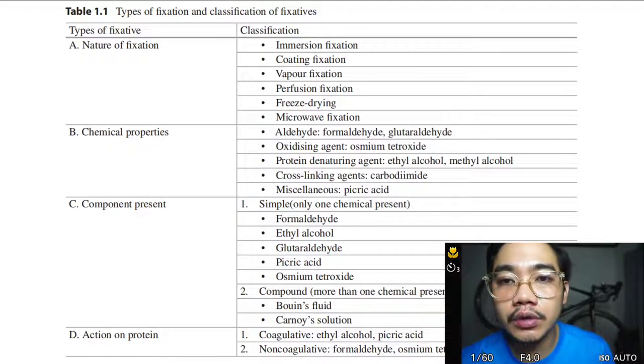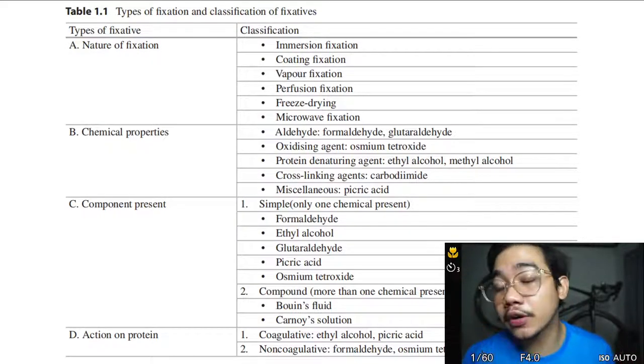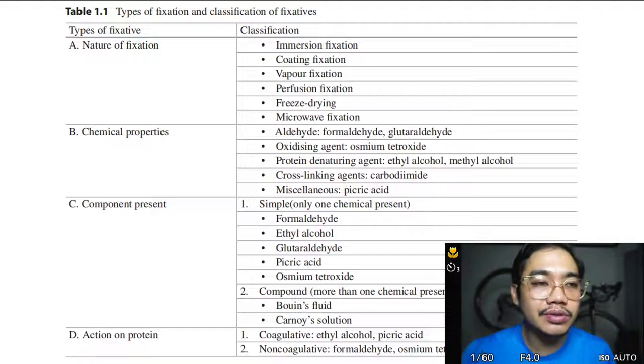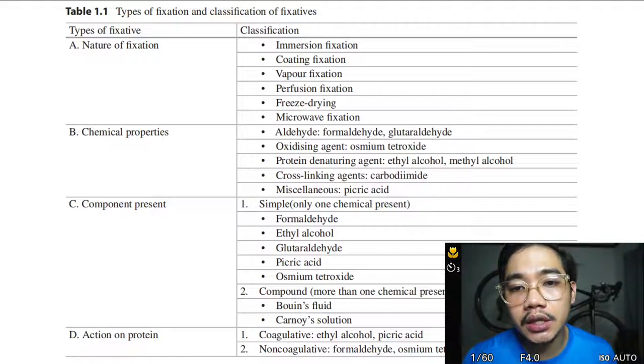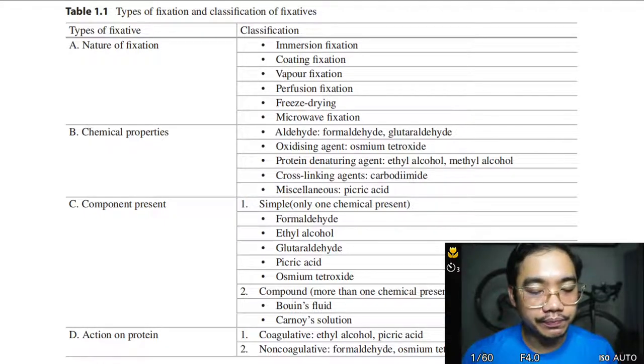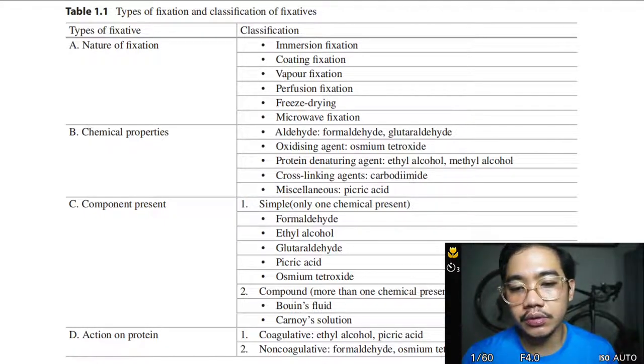At least, according to the Gregorius book, it's 10 to 20 times the volume. So it really needs to be a lot. But in this book that I'm using, it's 20. They're firm at using 20 times the volume. You immerse it. So we have another type.